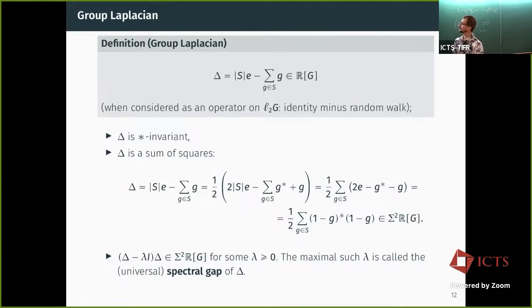Okay? Because such a lambda, I'm calling such a lambda the universal spectral gap of delta. Why? Because if I take this delta and I represent it through any representation of my group, then this lambda is going to be the lower bound for the spectral gap in this representation.